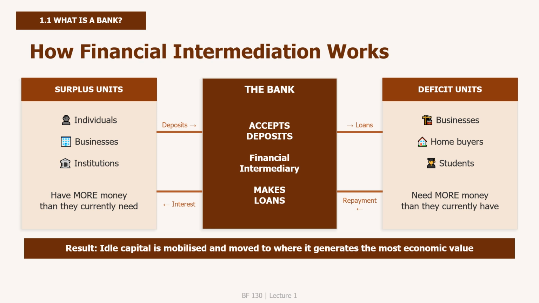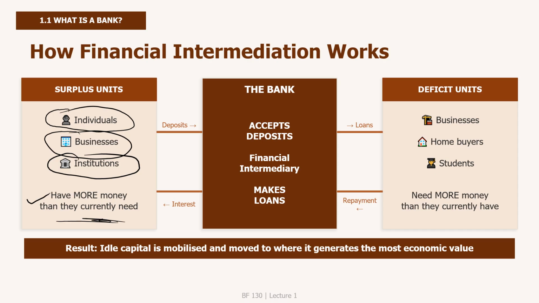So financial intermediation here. I hope you are able to see the diagram that I'm sharing. This is how financial intermediation works. We have a surplus unit. These can be individuals, businesses, or institutions. What we are saying is that they have more money than they currently need.